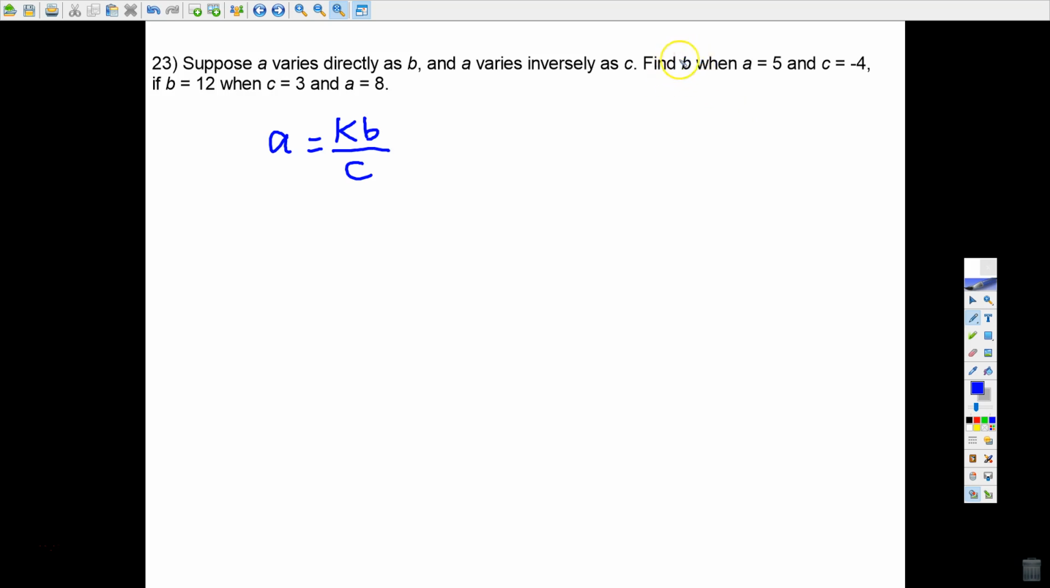Okay, ultimately we're supposed to find B given these values for A and C, but we first need to find out what K is in this problem. And these values for these variables will help us. Remember, we're given everything except for K. That should be a clue. That's going to help you find K.